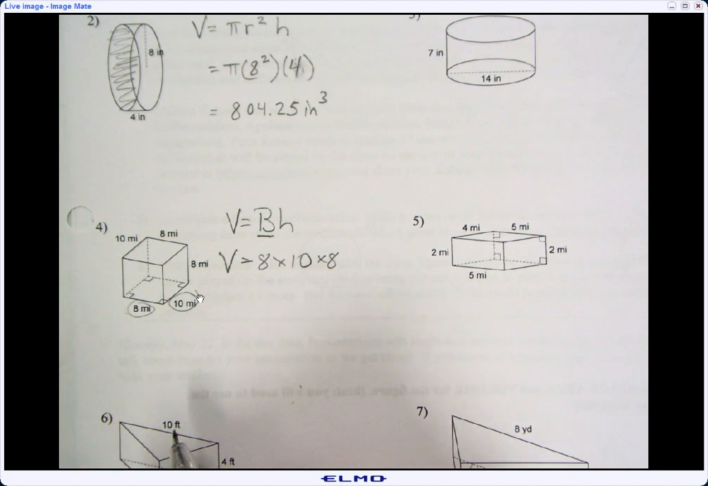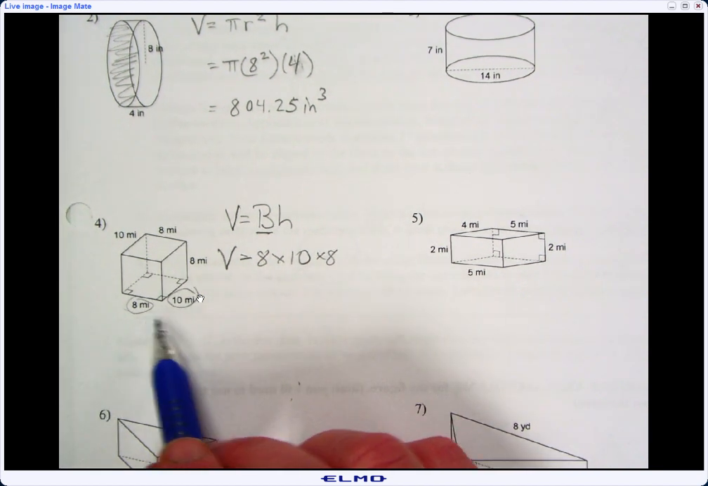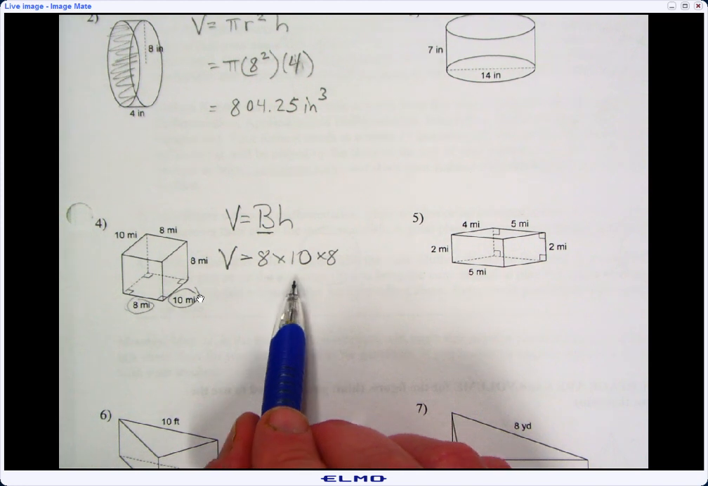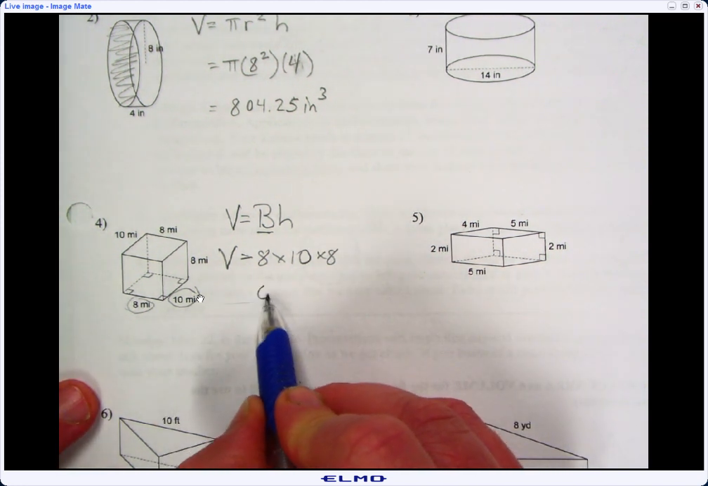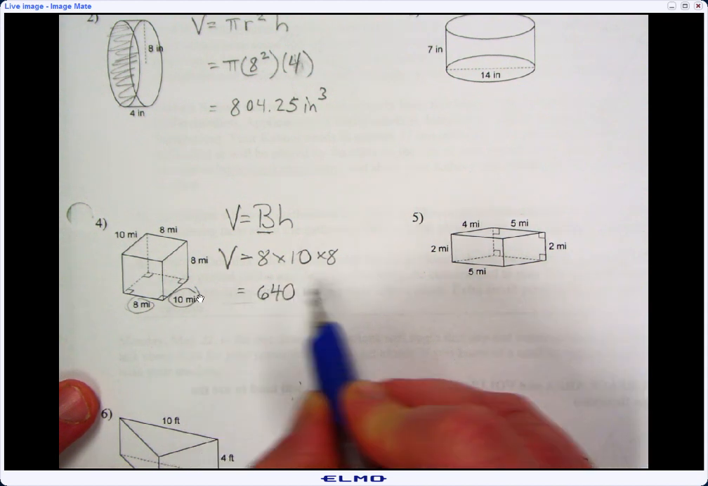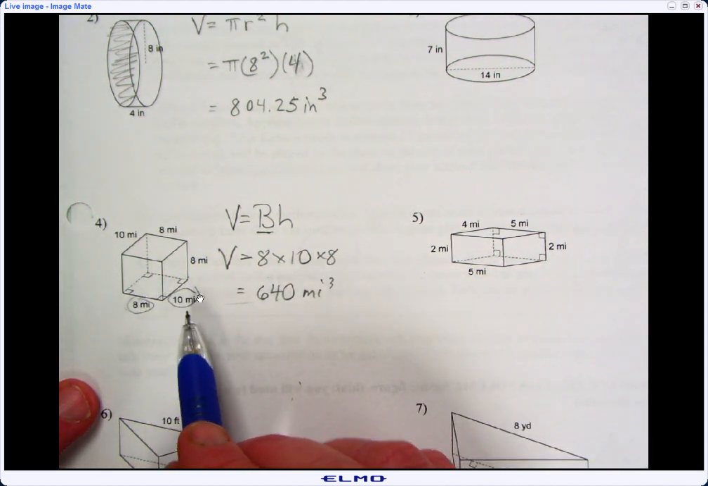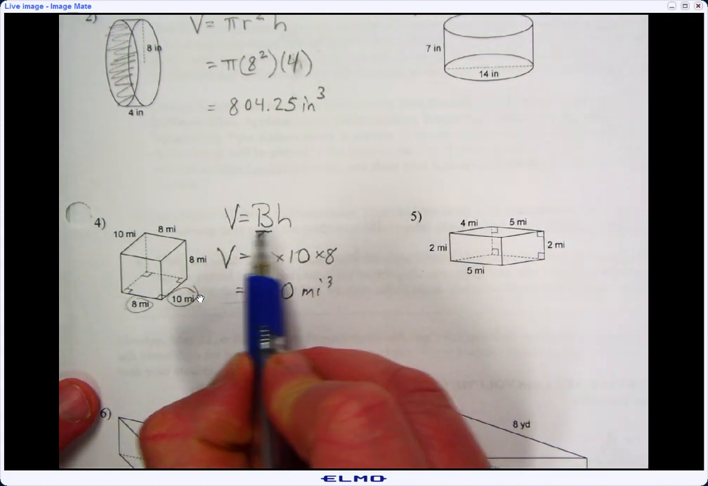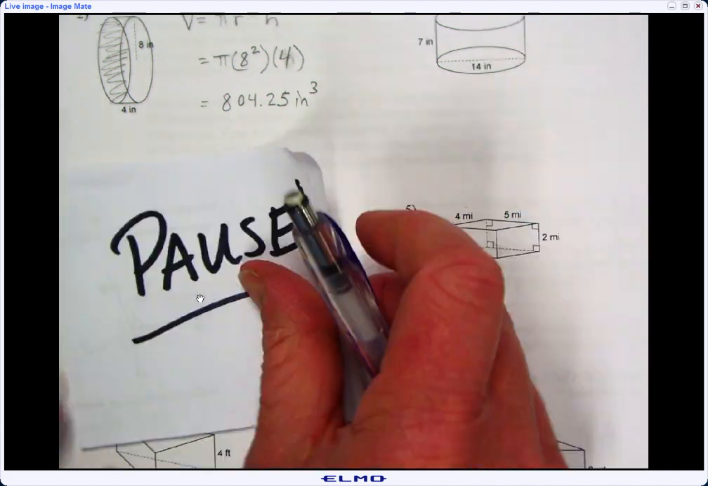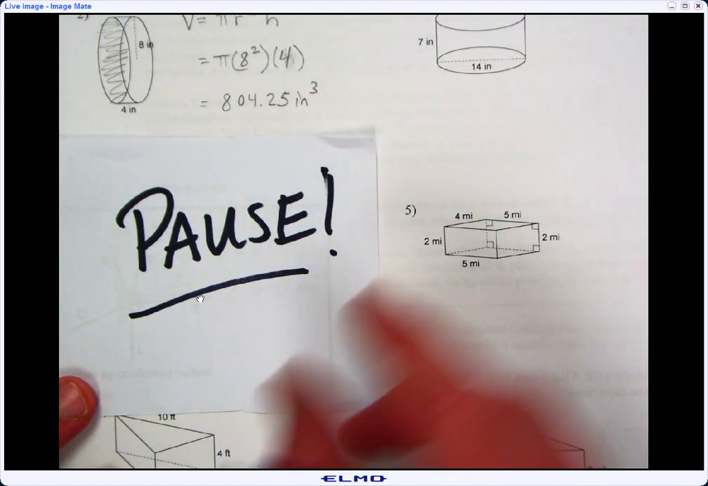And you might be saying, well, I just know that from when I was a little kid, and I used to just multiply length times width times height. Yes, that's true. But if we have a prism that is not a rectangular base, then we can still use our area of the base times the height. It just happens that the area of the base is length times width. Pause it, work it out.